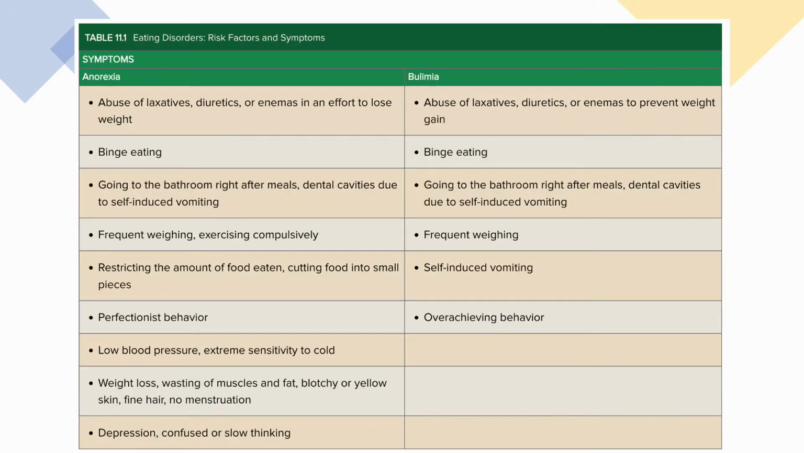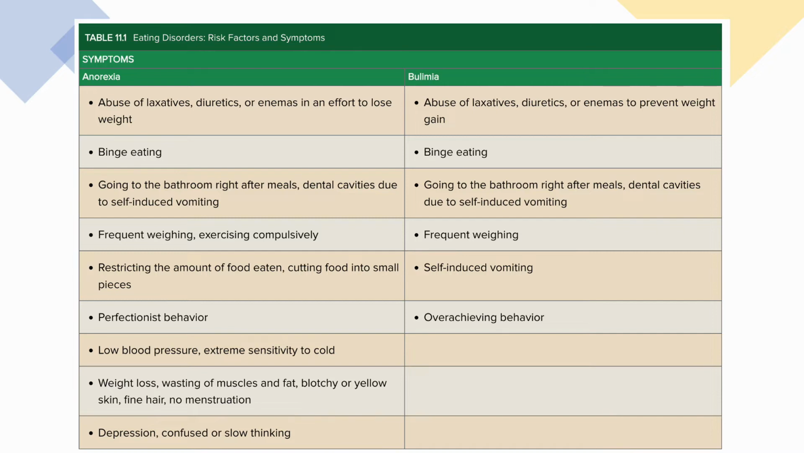Now let's talk a little bit about a couple of eating disorders. Two of the ones that are more common that you will hear of are anorexia and bulimia. And they are a little different. Both of them are very uncommon. Less than 1% of adolescents will have either one of these. In anorexia, they tend to abuse laxatives, diuretics, enemas, and other things to lose weight. In bulimia, they do the same thing, but they're doing a lot of things to prevent weight gain. They both tend to have binge eating, and they both tend to go to the bathroom right after meals and induce vomiting, which can cause dental caries.